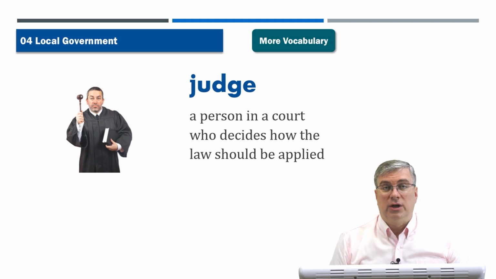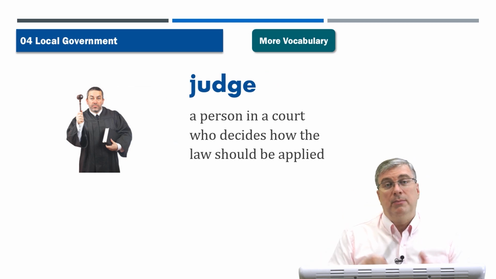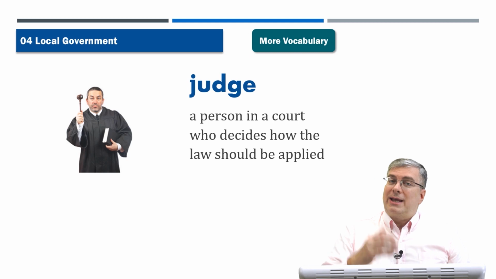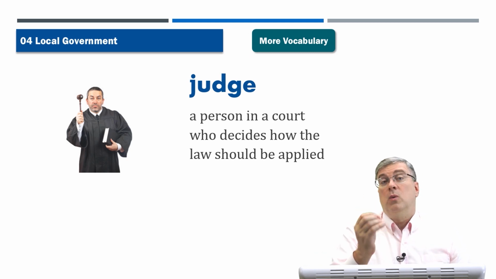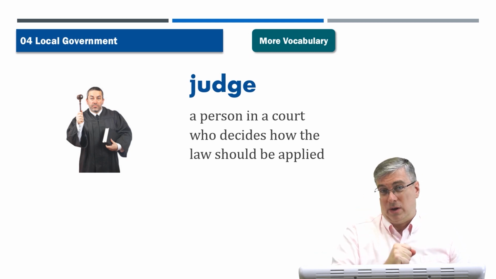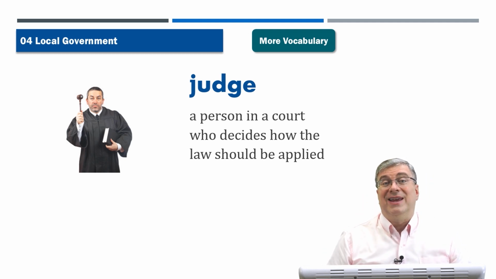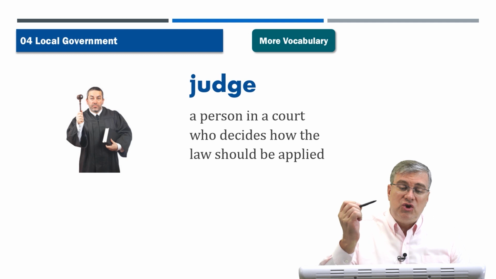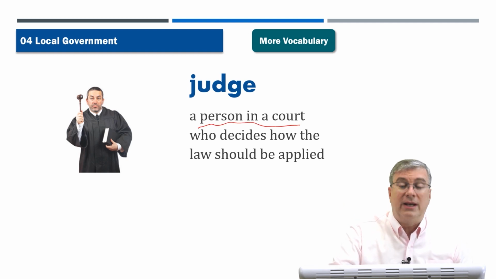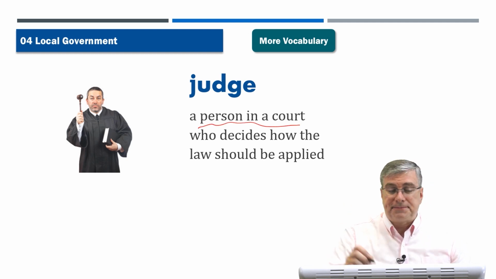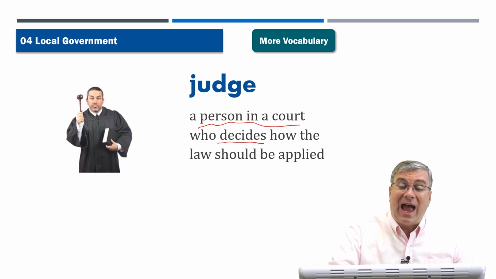Next, we have judge. So we talked about lawmakers before, people who make laws, but again, people have to follow the laws. So what happens when people don't follow the laws? Well, then they go to court and they must face a judge. And a judge is a person in a court of law who decides how the law should be applied.